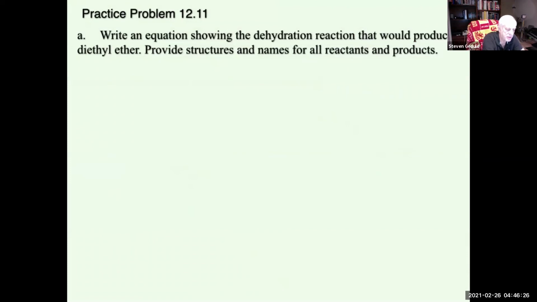Write an equation of the dehydration reaction that would produce diethyl ether. Again, diethyl ether is ethoxyethane, and it's two carbons on each side. So you want to produce this guy right here, diethyl ether, two ethyl groups. So tell me what alcohol you would start with. How many carbons would the alcohol have? It would have two. Ethanol.